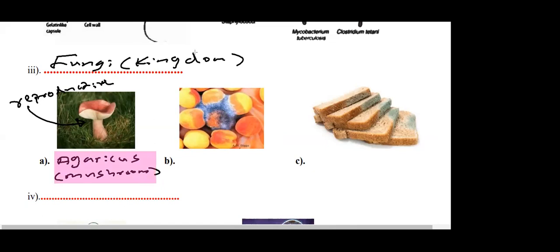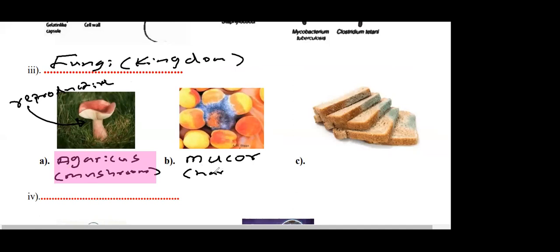The next one, agaricus or mushrooms. What about this? This is pus, palm pus. It's actually this fungus is called mucor, a harmful one. Mucor is a harmful fungus. So agaricus is a useful fungus. So fungus can be useful or harmful. This agaricus is useful. This one is a harmful fungus.